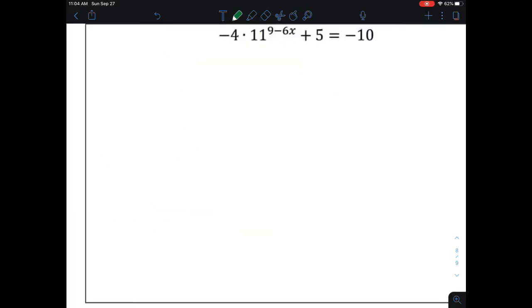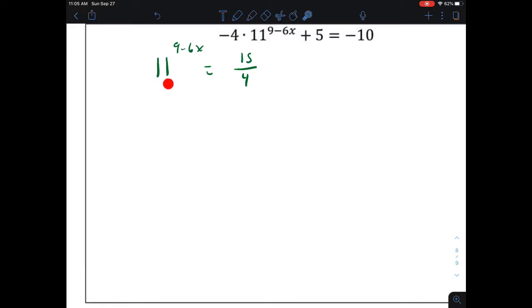All right, this one here, we want to solve for x, and we actually do not have any logarithms. Now we want to find the exact value of this. And so the process of doing this is we are going to isolate the base 11. So I need to subtract by 5 and divide by negative 4. If we do that, we're going to get 11 to the 9 minus 6x power is equal to 15 over 4. Now, when you get to here, you stop for a minute.